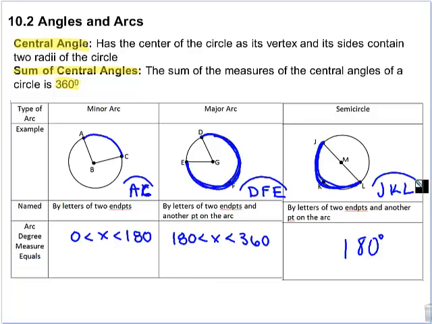Okay, now how would you tell an arc from a semicircle? We know it's a semicircle if you know that JL is the diameter. So anytime we're told that JL is the diameter, then we know we have a semicircle. Okay? Because we know that's going to be halfway. All right, is that okay?